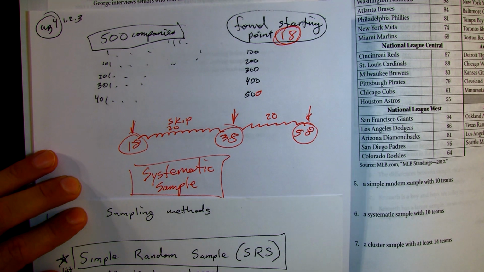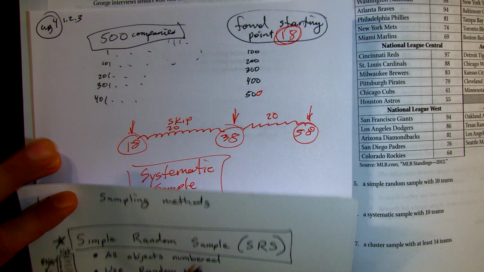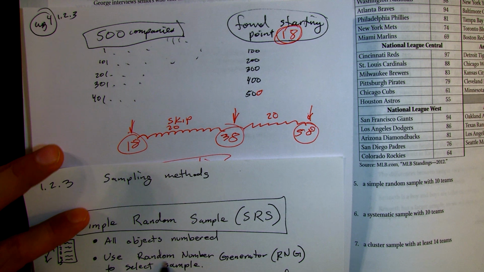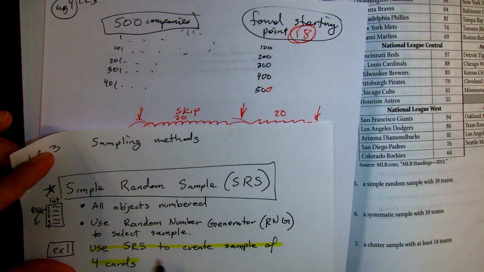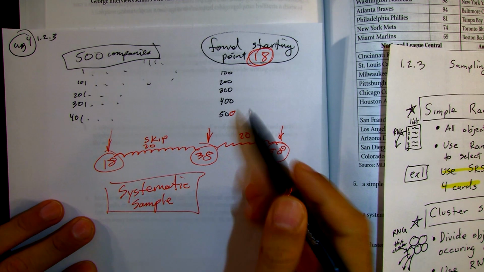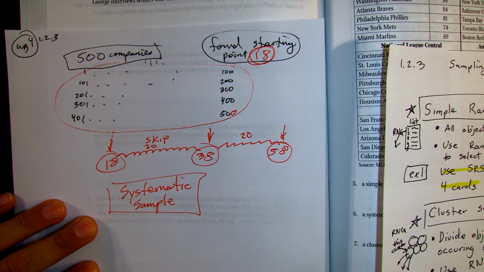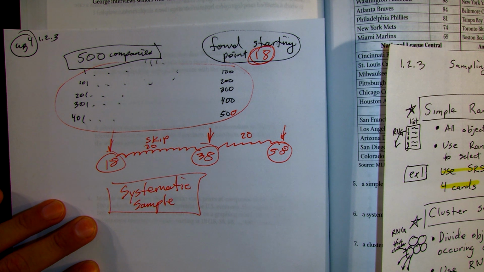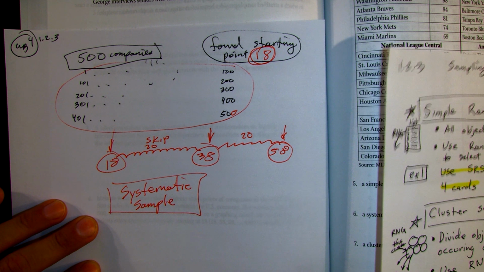Simple random samples: all objects numbered, and use a random number generator to select the sample. So that would be if we just numbered them and found our samples by just taking random numbers from all 500. Random number generator, we select it. We get 73, we pick 73. We get 242, we pick 242. So that would be simple random.